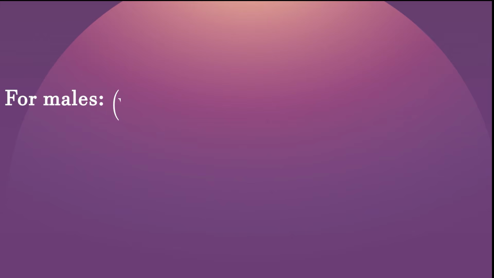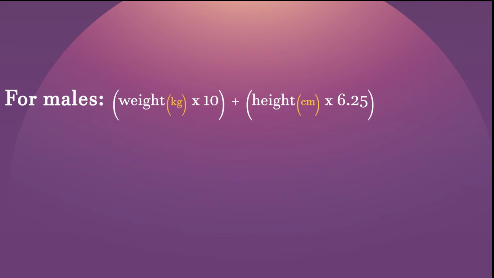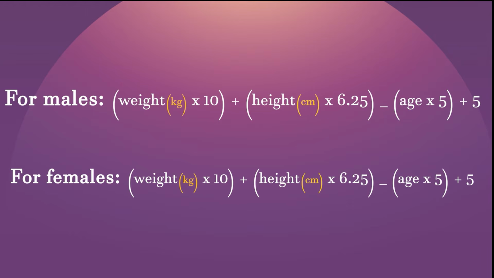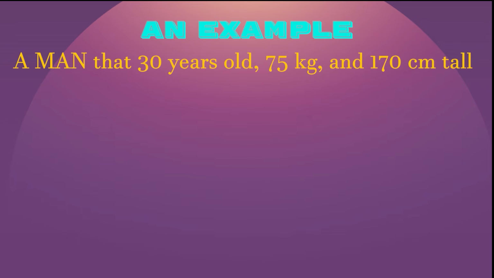For males, take your weight in kilograms and multiply it by 10, plus your height in centimeters multiplied by 6.25, minus your age multiplied by 5, and then plus 5. For females, the same process applies, but instead of the plus 5 at the end of the process, it would be minus 161. For instance, you are a 30-year-old male, 75 kilograms and 170 centimeters tall.